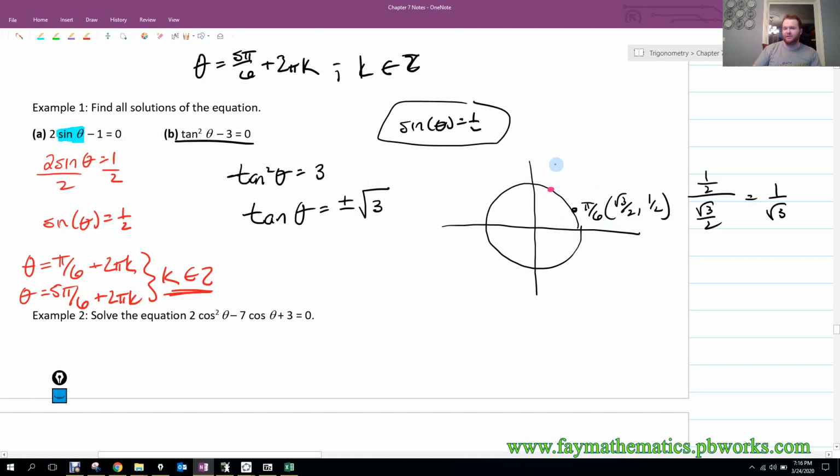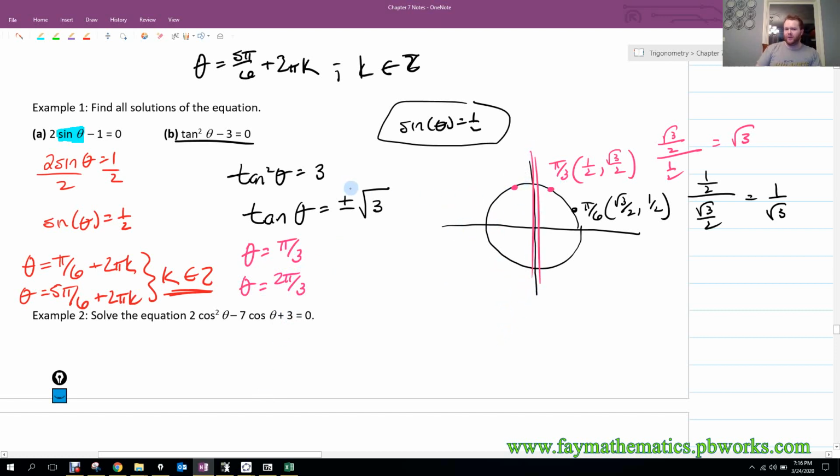But it automatically tells me that pi over 3 is the answer. Because remember, pi over 3 is this, 1/2 comma root 3 over 2. And now if I go sine over cosine, root 3 over 2 divided by 1/2, that does give me root 3. So theta here is pi over 3. It is also this point right there, so 2 pi over 3. So remember that symmetry.